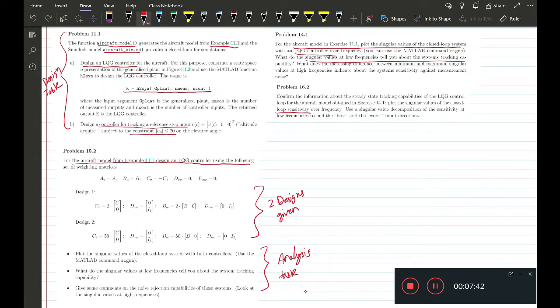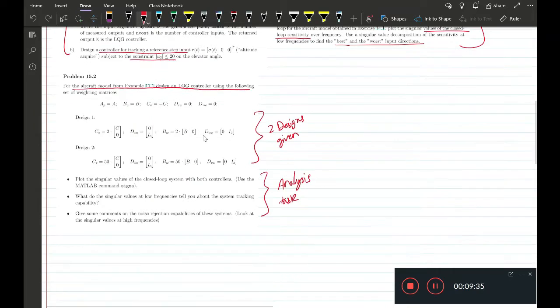In 16.2 we have something different. We are asked to first find the closed loop sensitivity. We will see what that means. You've already seen in the lectures, but we will quickly recap what that means, and find the best and the worst input directions, again based on the sigma plots. So essentially this is again analysis once we have a controller.